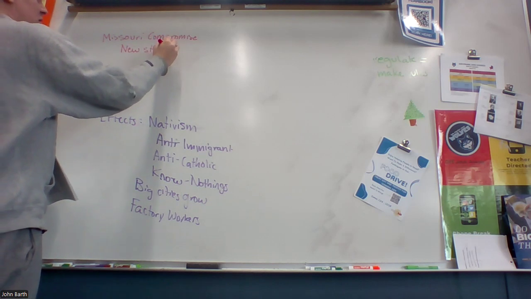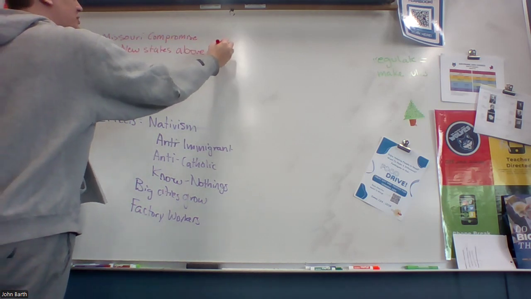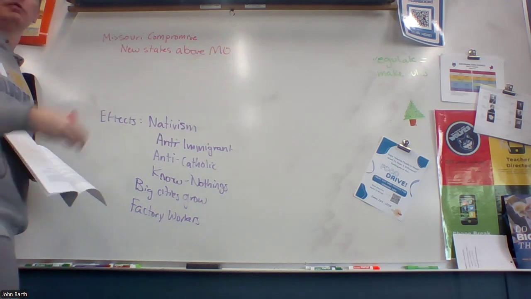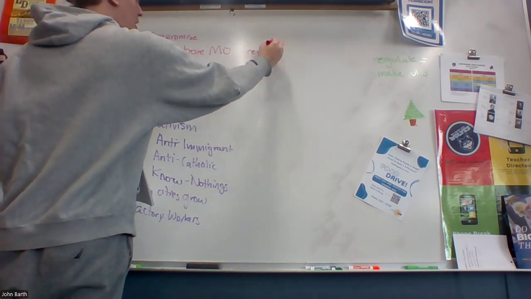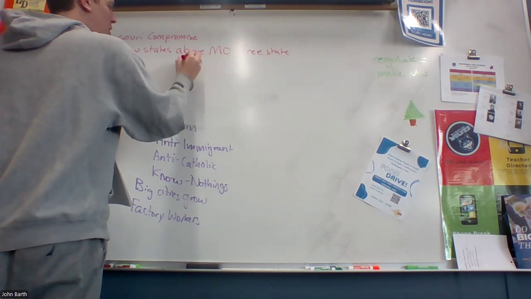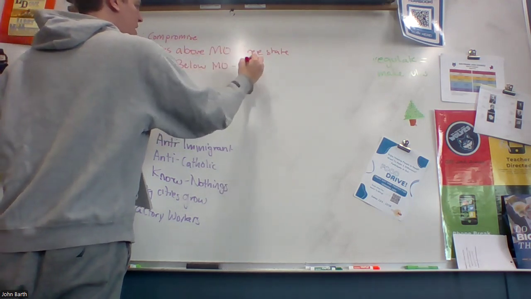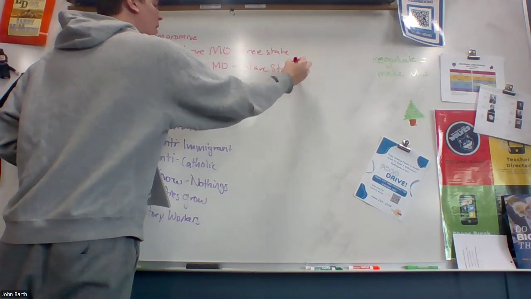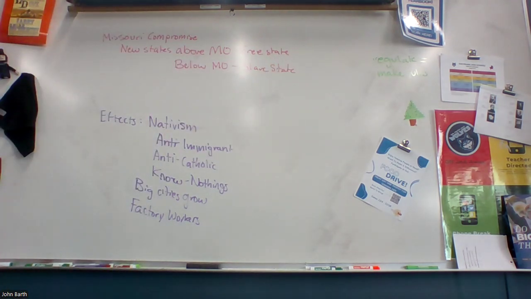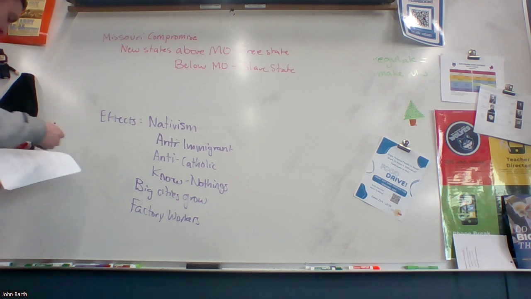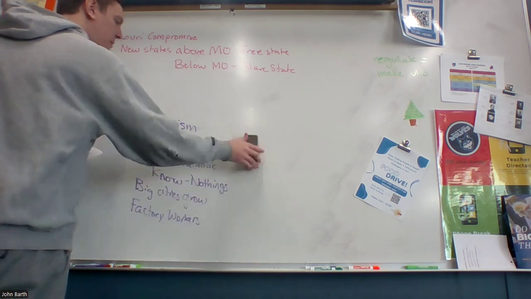So new states above Missouri will be what? Free states. Anything below is a slave state. Right? So that's the understood background of where we're coming from here. However, that doesn't end the conversation, right? Just because they come up with a compromise does not mean that everything is fixed. In fact, it's going to get even more confusing after the Mexican-American War.